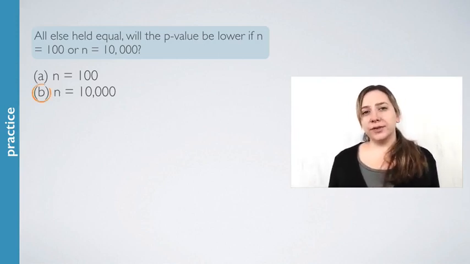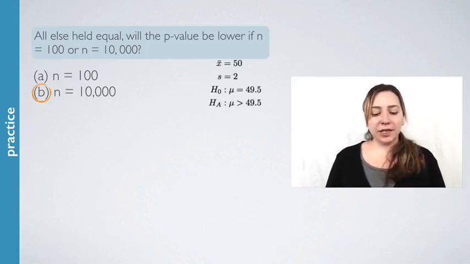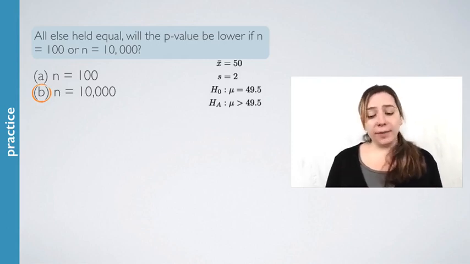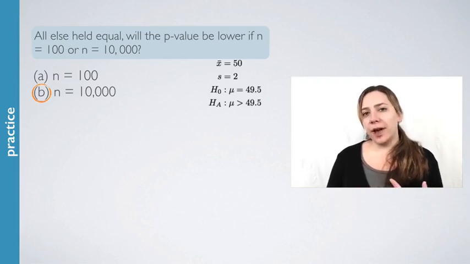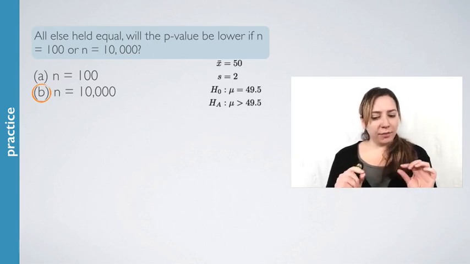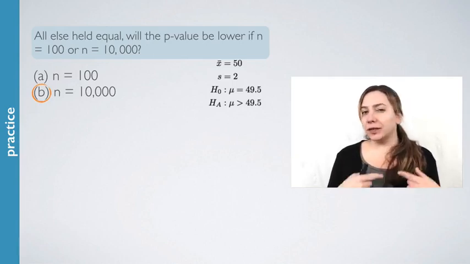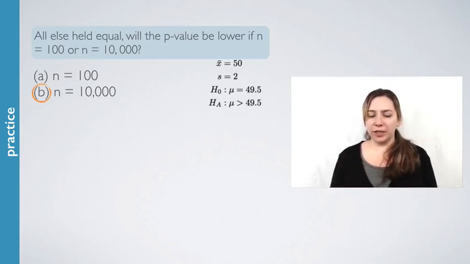So we can also illustrate this point mathematically. Let's make up some data. We're going to say that our x bar is 50, our sample standard deviation is 2, our null hypothesis is that mu is equal to 49.5, and the alternative hypothesis is that mu is greater than 49.5. The null value that I've chosen here is intentionally very close to the sample mean that we're using, and we're going to talk about that in a moment.